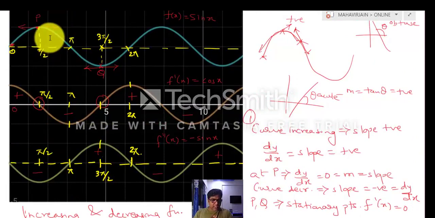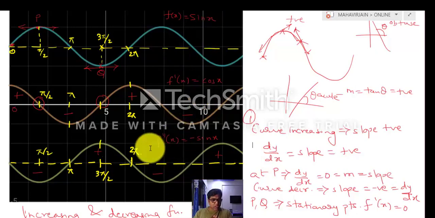The blue curve is sin x, and it's minus f. If this is f of x, then this is minus f of x from the curve. You see the reflection, minus f of x, right? So if this is sin x, this becomes minus sin x. I hope you understood the logic, right?